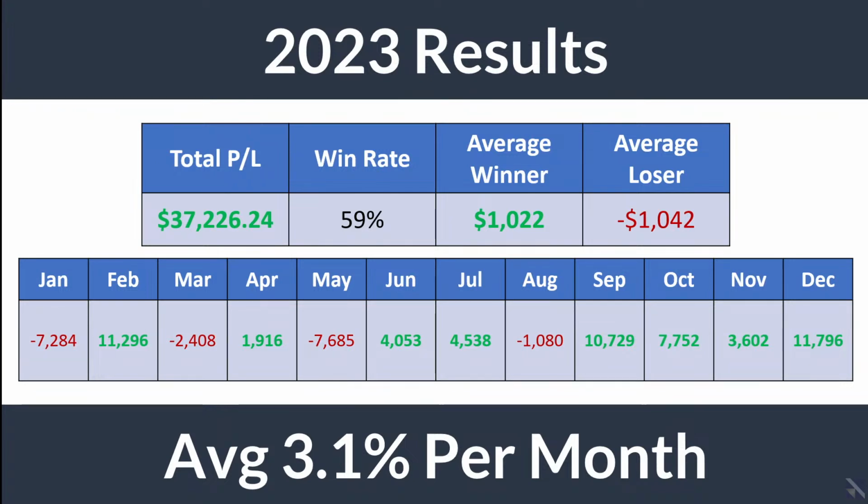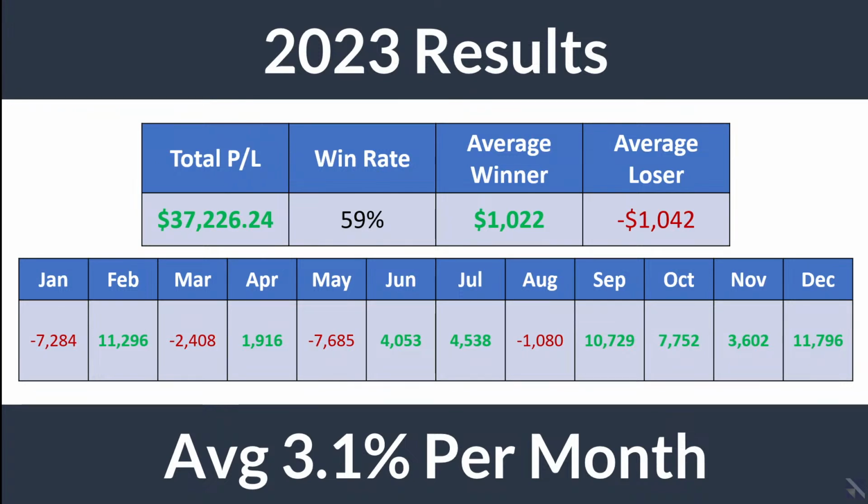I trade a real money account with my clients. Each week we place live trades. So I actually have videos of me placing these trades for the last year. The paycheck system we use made over $37,000 in our $100,000 account. That's an average of 3.1% per month. And I want you also to notice my average winner is about $1,000 and my average loser is about $1,000. So I'm not taking big losses.